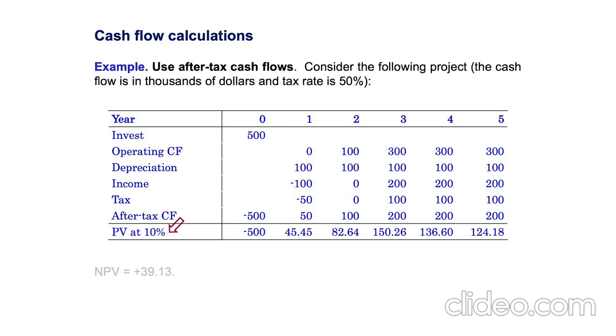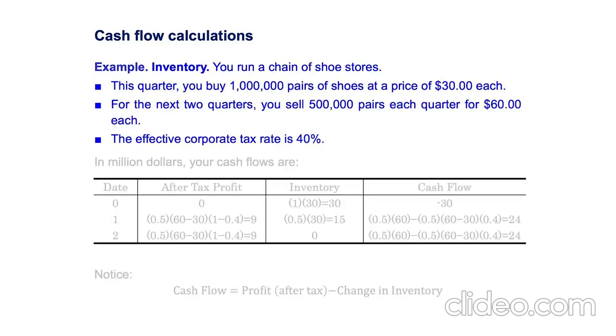If the cost of capital for this project is 10%, we can then discount its cash flow after tax. The NPV we got is $39,000 roughly, and that's positive. This example shows how we need to treat taxes carefully in coming up with a project's cash flows. A project's cash flows can arise in different accounting forms.